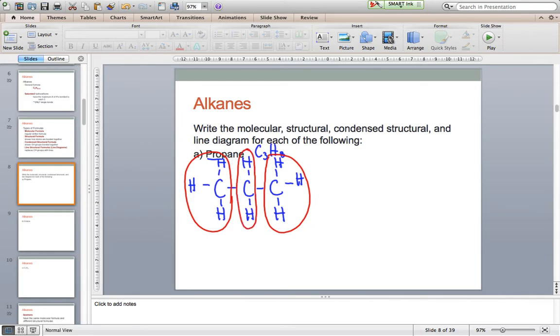Okay. Now, how can we translate that into a condensed structural formula? Well, instead of writing the C and then bonded to 3 H's, I'm just going to write CH3. Okay, so this CH3 corresponds with that group there. What is that bonded to? Well, that's bonded to a CH group, that's the guy in the middle, which is then bonded to a CH3 on the end again.